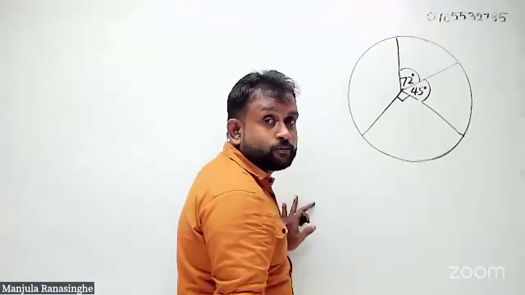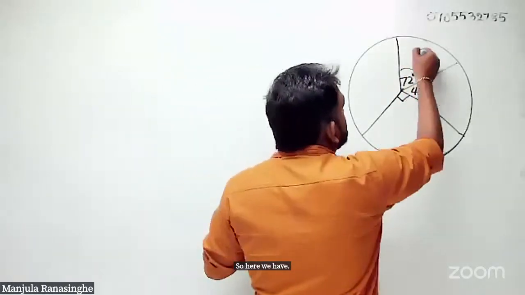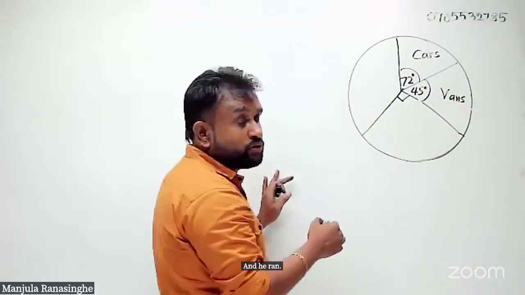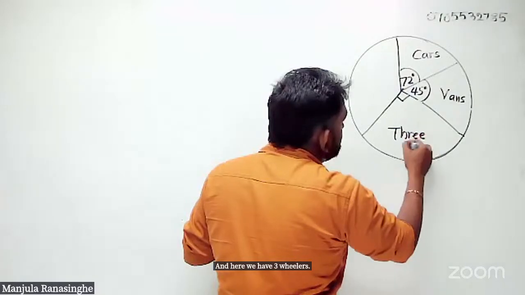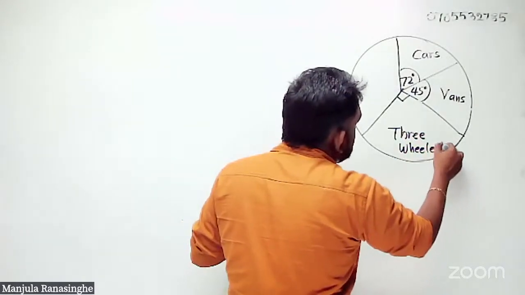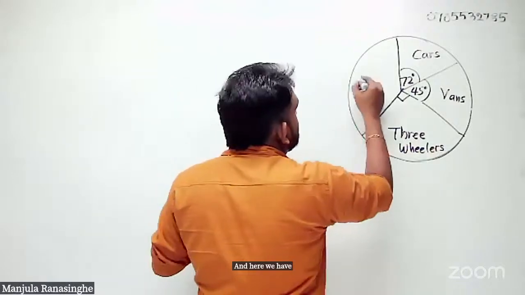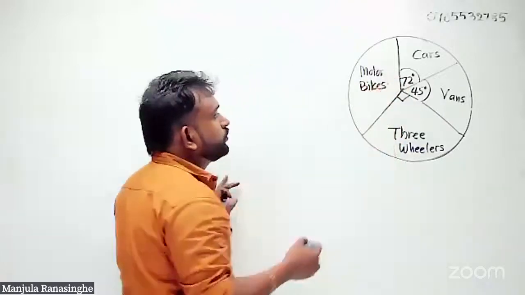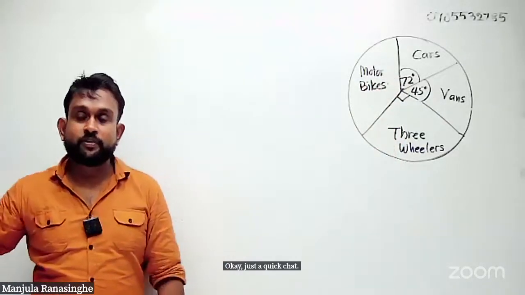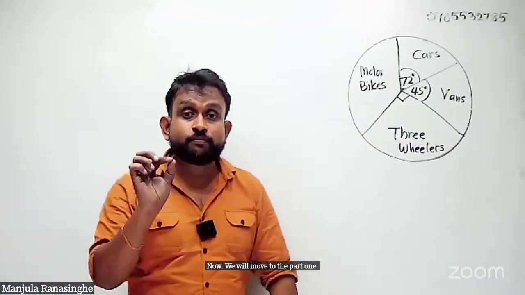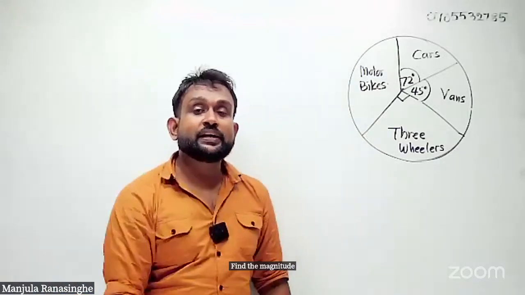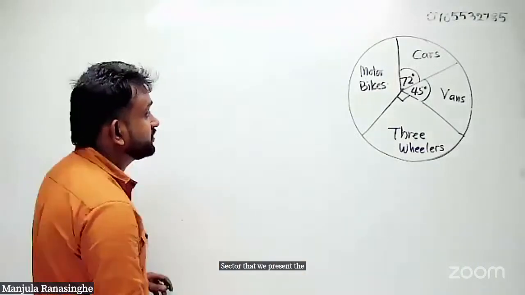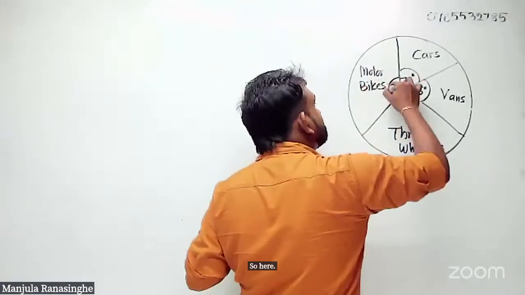So here we have the cars, vans, and three-wheelers, and here we have the motorbikes. Okay, this is the question. Now we will move to part 1. Find the magnitude of the angle at the center of the sector that represents the number of motorbikes.